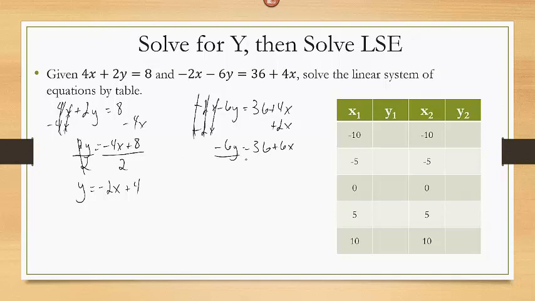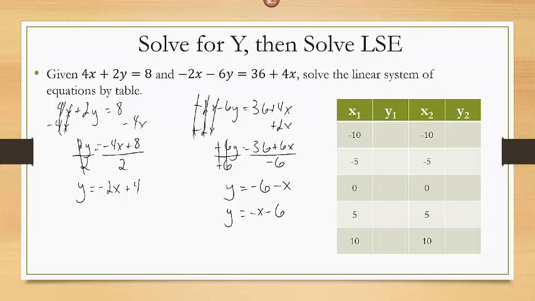Let's divide by negative 6 so that we can cancel that out and get y by itself. We're left with y equals 36 divided by negative 6 is negative 6. Positive 6 divided by negative 6 is negative 1, so minus x. In proper terms, we'll have y equals negative x minus 6.